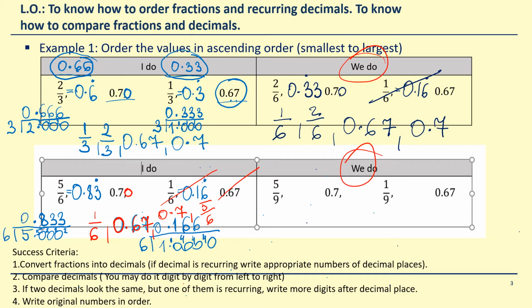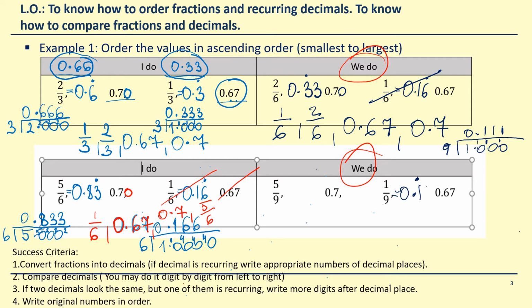Right, so let's have a look. If that's what you've got, well done. And let's have a look at the next one. 1/9, 0, 1. So it's going to be 1 remainder 1. So it's 0.1 recurring.